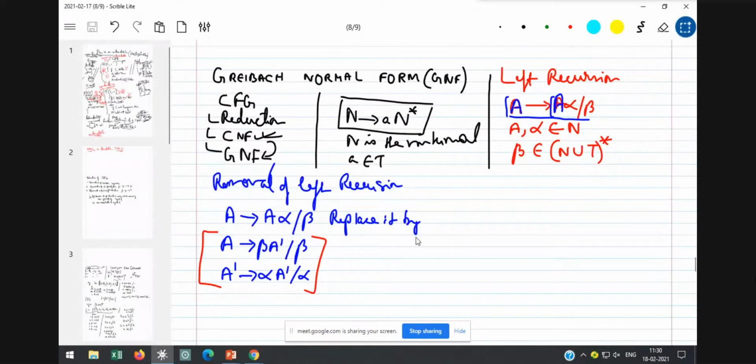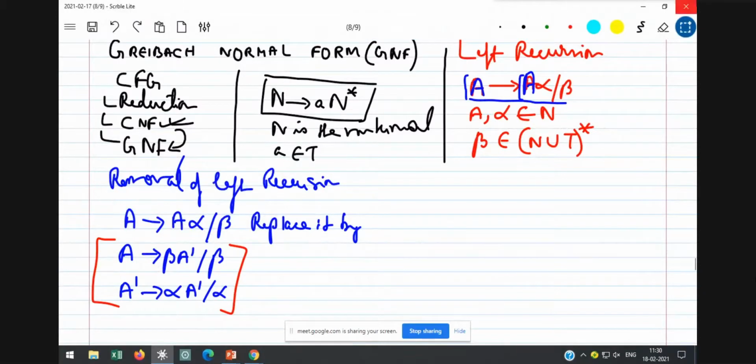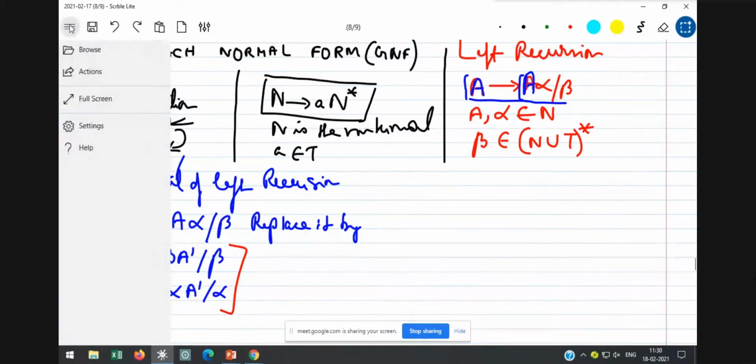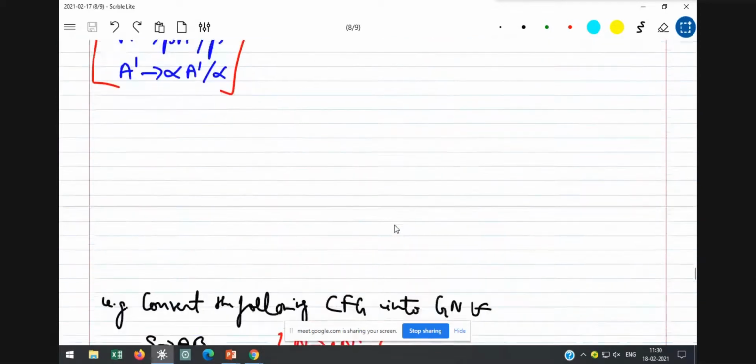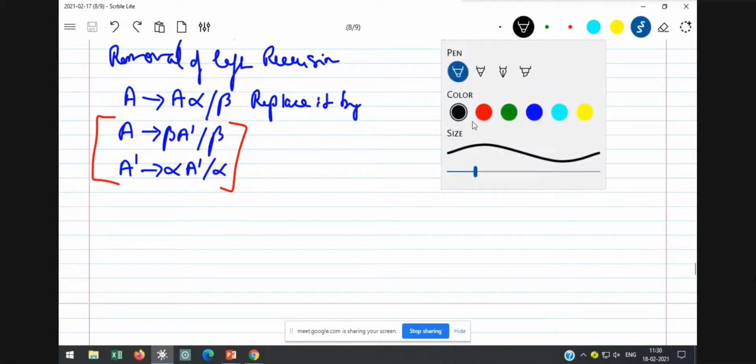What is this? It's not happening. I can't bring it. I don't know what happened. Okay, fine, leave it. Let me just rewrite it better.